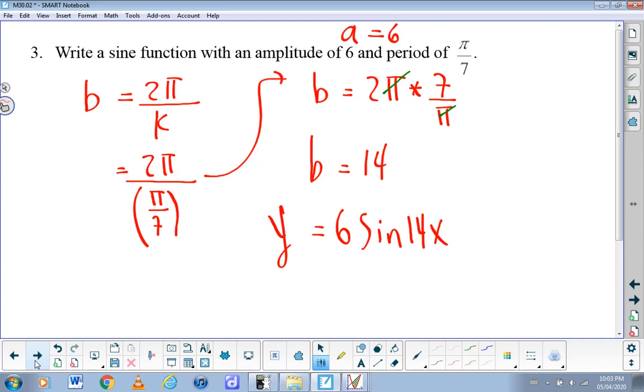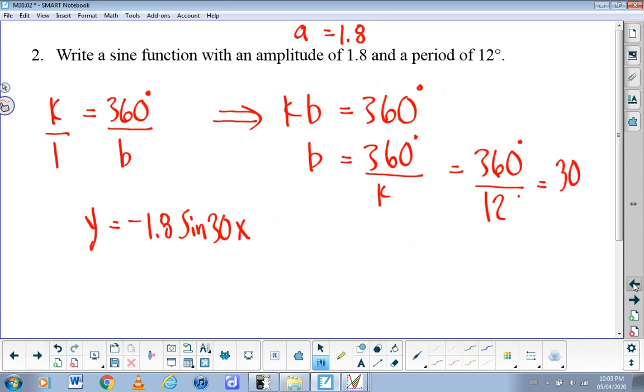I realized something with the previous example. We should probably have degrees on this in the equation.